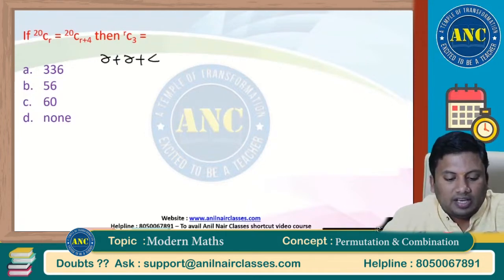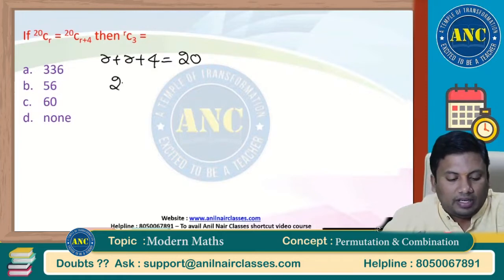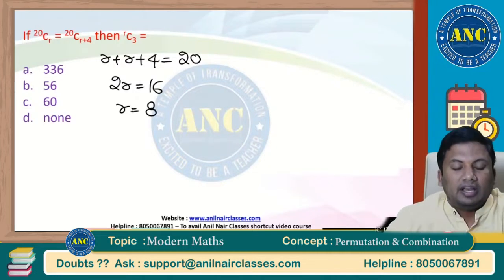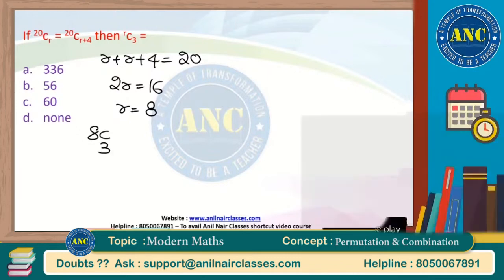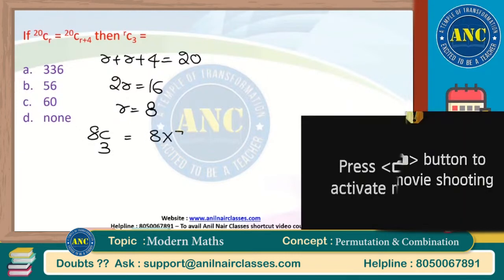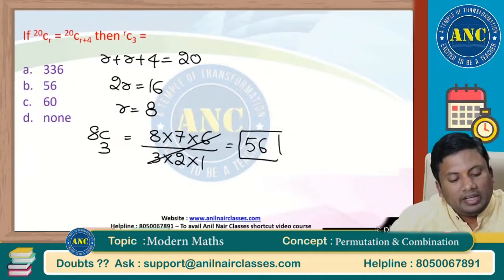r plus s equivalent to n, r plus r equals 20, 2r is nothing but 16, r is nothing but 8, which is nothing but 8c3. 8c3 means start from 8, write down 3 consecutive decreasing values, and from 3 write down 3 consecutive decreasing values. This is nothing but 8 sevens are 56. Another way to look at it is 8c3.